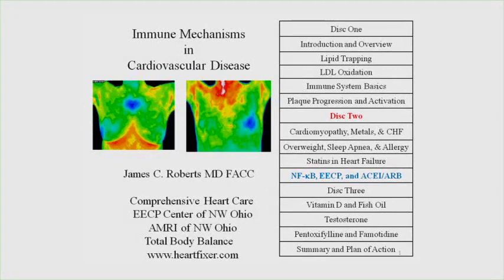Now we'll move on to the last section of DVD2, where we'll have a discussion of nuclear factor kappa beta, a master transcription factor, external counterpulsation, and blockade of the renin-angiotensin II system with pharmacologic therapy. DVD 2 of our presentation, Immune Mechanisms in Cardiovascular Disease, concludes with this discussion of nuclear factor kappa beta, enhanced external counterpulsation, and blockade of the renin-angiotensin II system.